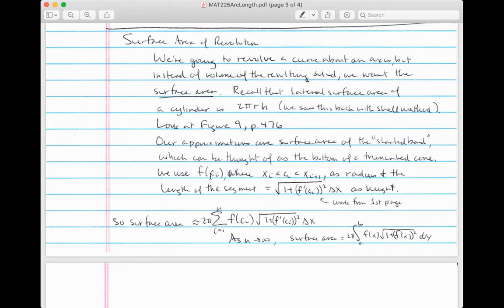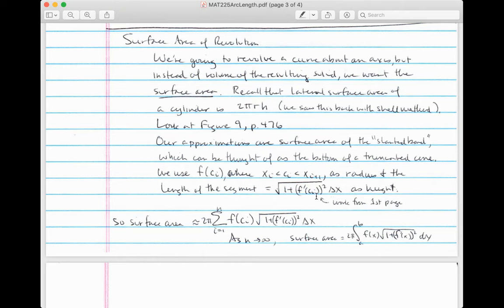And so, again, we're going to pick c sub i to be in between my two endpoints. And so f of c sub i is going to be the radius of my approximating cylinder, and the height of that cylinder is going to be the length of the segment. And so it's going to be the square root of 1 plus f prime of c sub i squared, times delta x again, as the height.